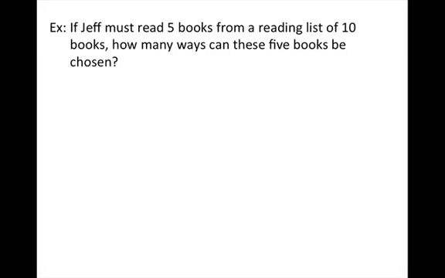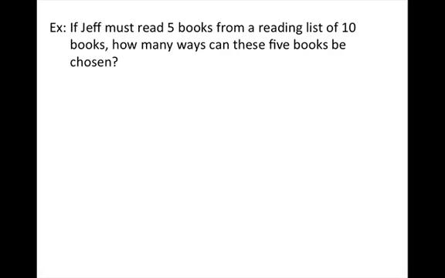Now let's look at some word problems using combinations. If Jeff must read 5 books from a reading list of 10 books, how many ways can these 5 books be chosen? If Jeff is reading 5 books, I don't know the order he reads the books in. It doesn't say anything about which book he has to read first or second or third. So in this example, order does not matter. In fact, if he just tells me the books that he read, I will not know what order he read them in. So this is a combination.